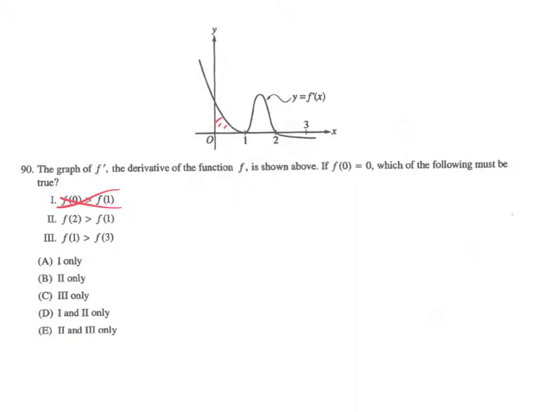Is f of 2 bigger than f of 1? Yeah. So f of 1 had some value, and then f increased by that area. So this is true. And is f of 1 bigger than f of 3? Well, let's see. F of 1 was there. It went up by this area, and then it went down by this area. So is f of 1 bigger than f of 3? I don't think so, because this area is bigger than that one, so f of 3 would be bigger, so that's no good. So I think 2 is the only thing. 2 only, and is 92 only? Yeah, it is.